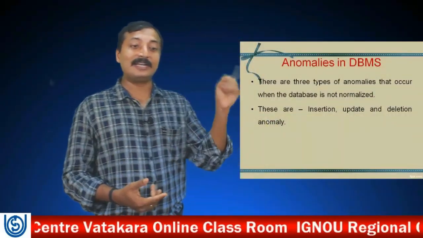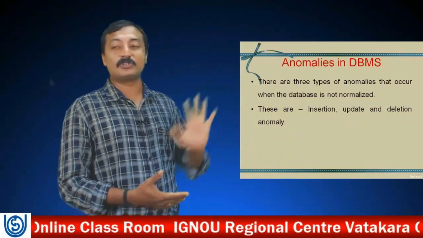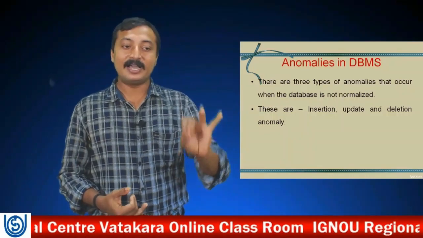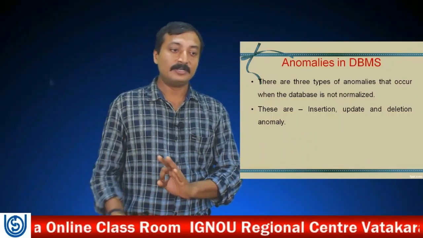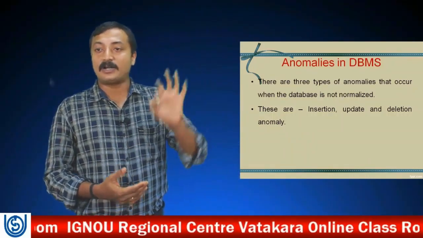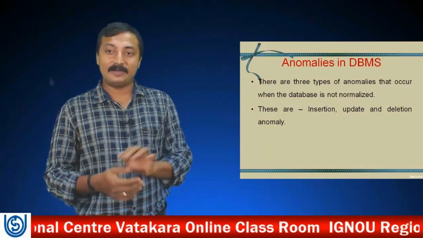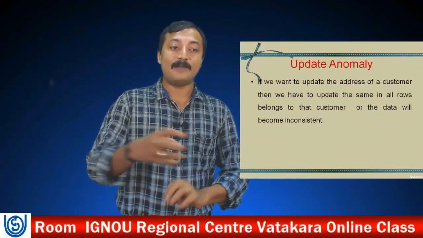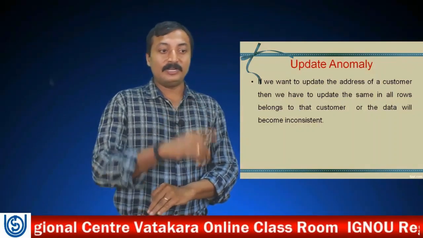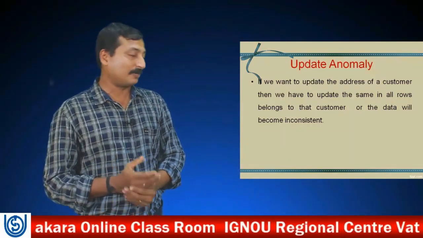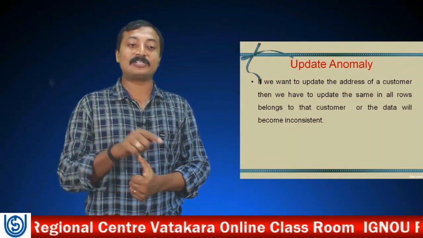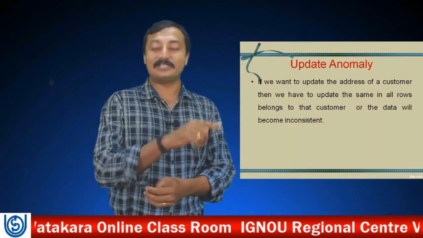There are three types of anomalies that occur when the database is not normalized: insertion anomaly, update anomaly, and deletion anomaly. Let us check the update anomaly first. What is the role of redundancy and inconsistency in the update anomaly? If you want to update the address of a customer, you have to update it in all rows, otherwise that customer's data will become inconsistent.